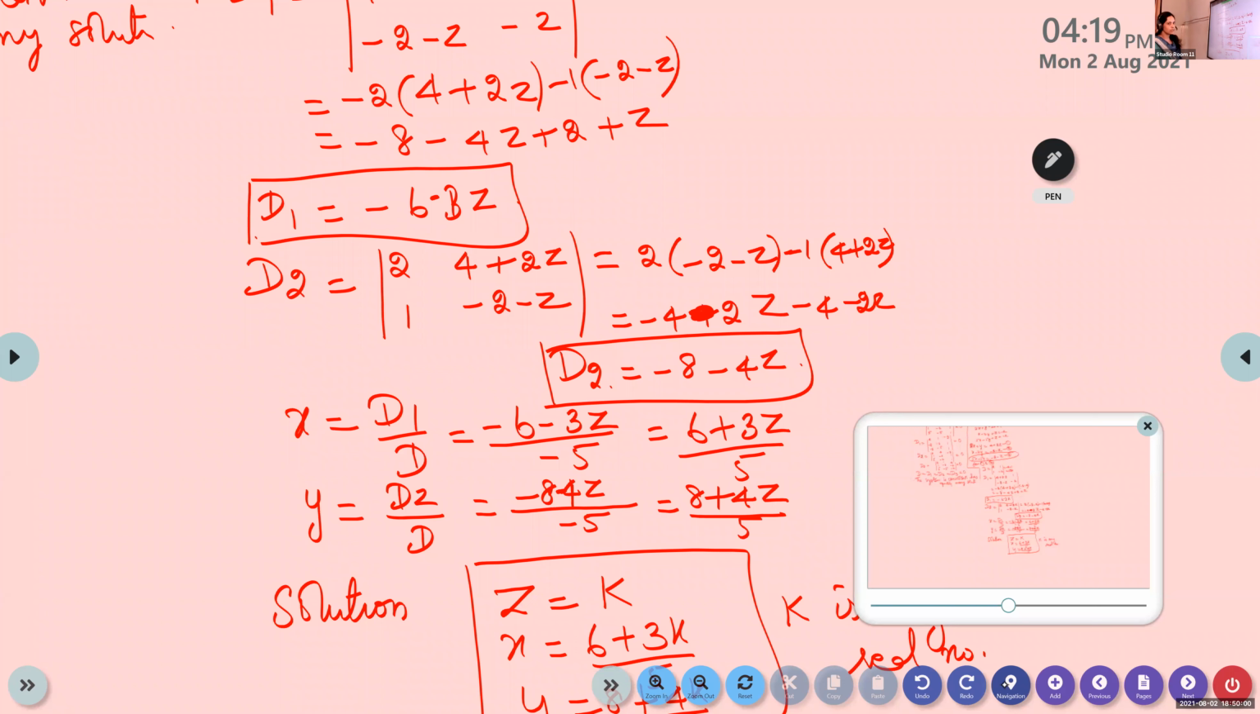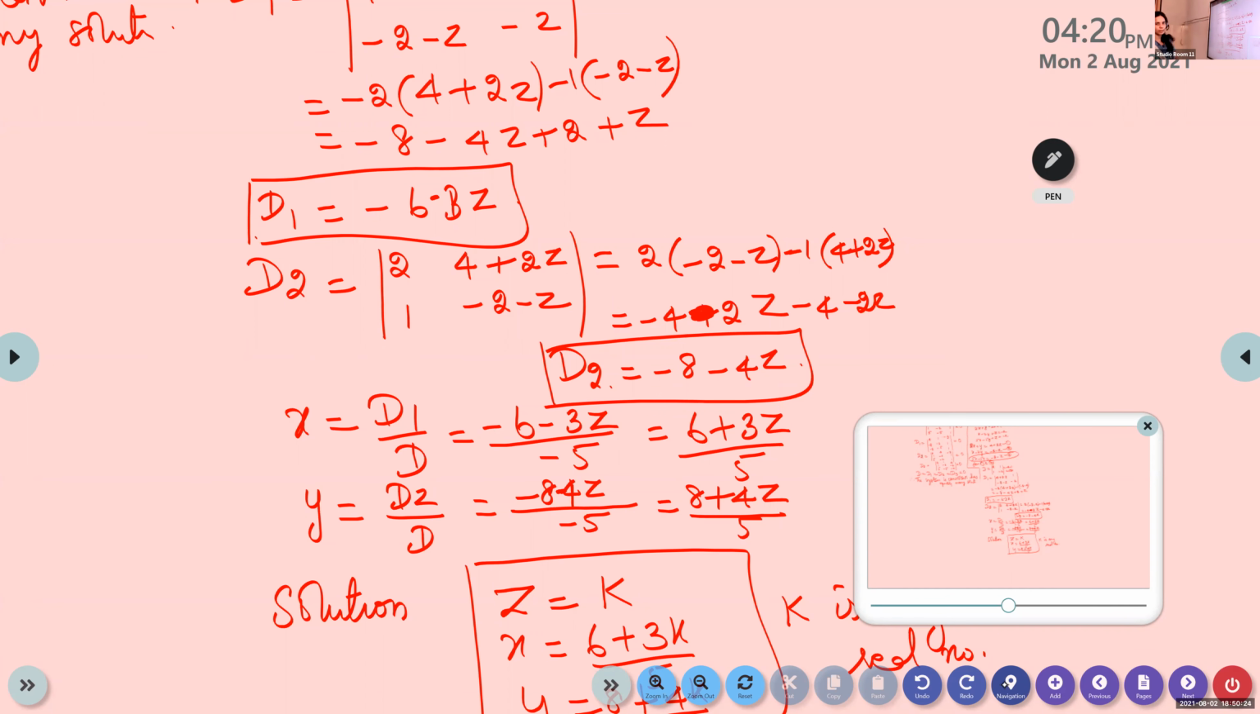Then we calculate what is x, what is y. What is x? D1 by D. Y is D2 by D. After finding x and y, we assign z value as k. Z as k. Therefore, what is x? 6 plus 3k by 5. In the place of z, you put k. So x you will get in terms of k, y also in terms of k.